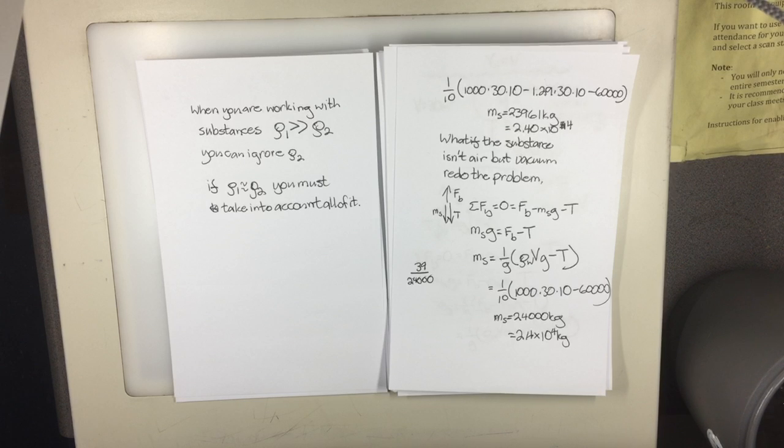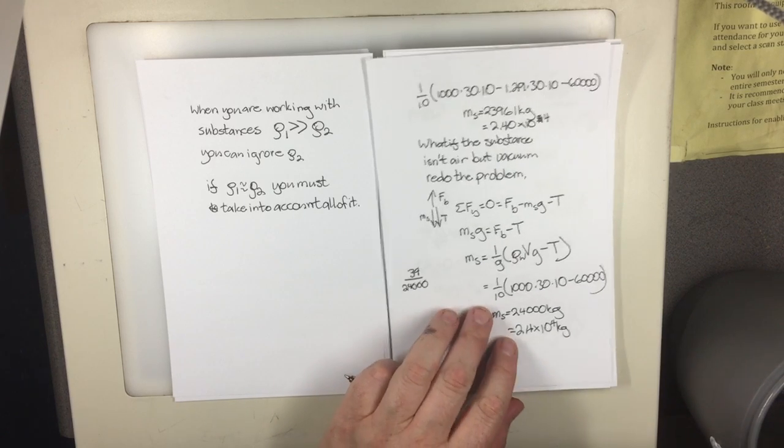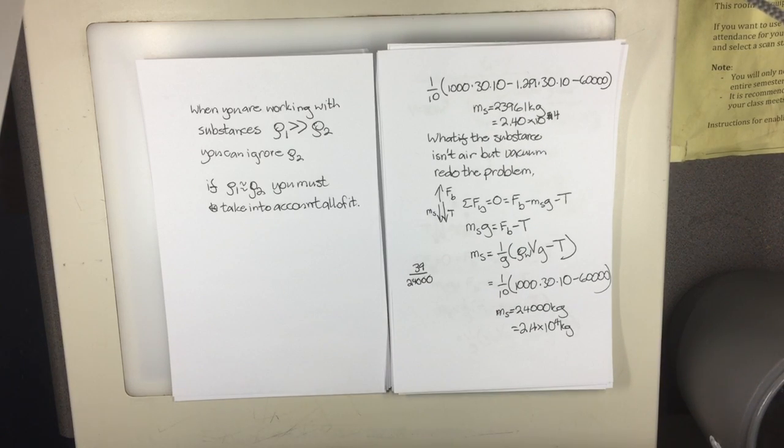So if the densities are dramatically different, like the density of air was 1 and change and the density of water is 1,000, so it was off by a factor of like 700, 800 times, you can effectively eliminate air and not worry about it. In this particular case, if it was air-filled or if it was a helium-filled balloon in air, yes, you do have to take that into consideration.